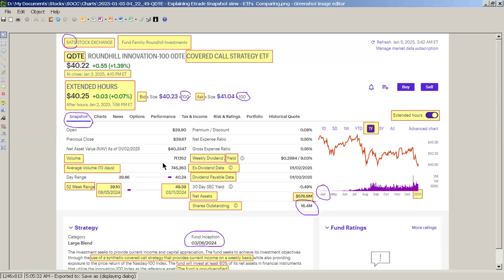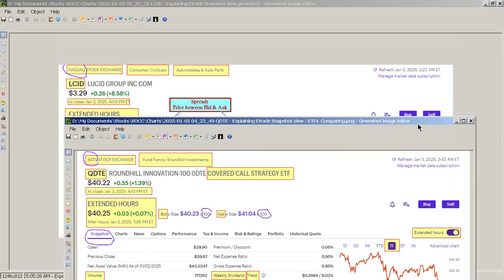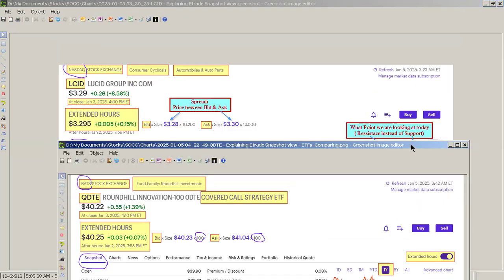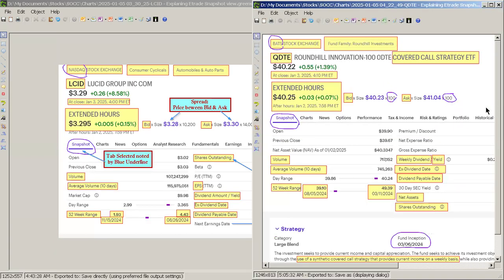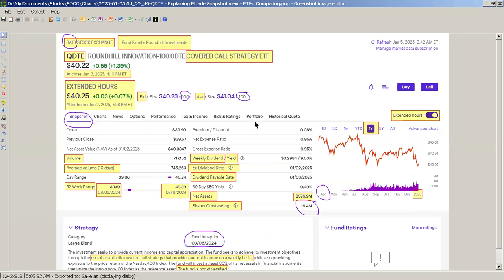Well, whatever that number was on the other one, it had 6 zeros. So this one has 3 zeros. Anyway, that's basically low volume.